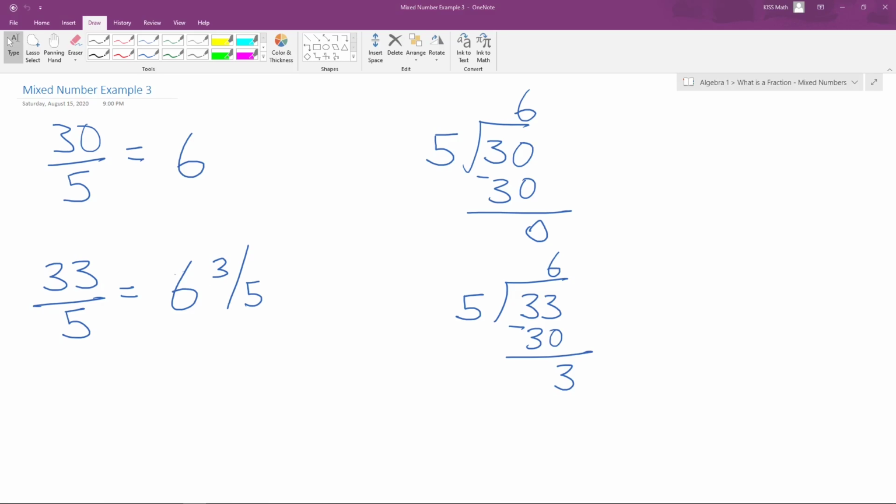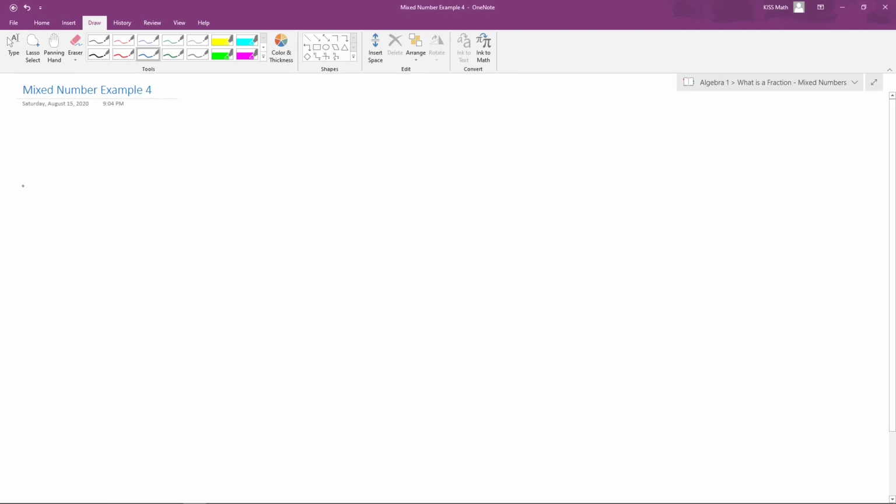So I should also say that you can only convert fractions larger than 1, where the top number is larger than the bottom number, to a mixed number. A fraction that's less than 1 will never become a mixed number because it's already less than 1 to begin with. Okay. We can also go the other way and change a mixed number to a fraction.